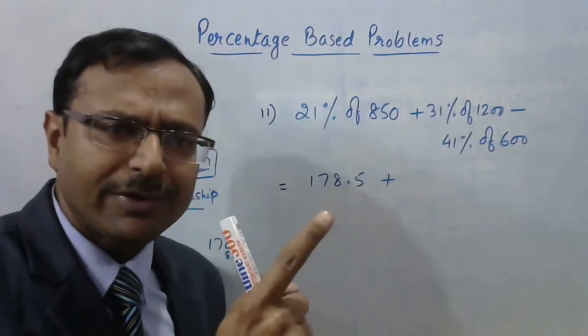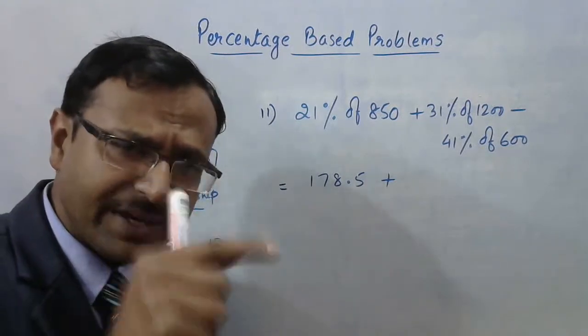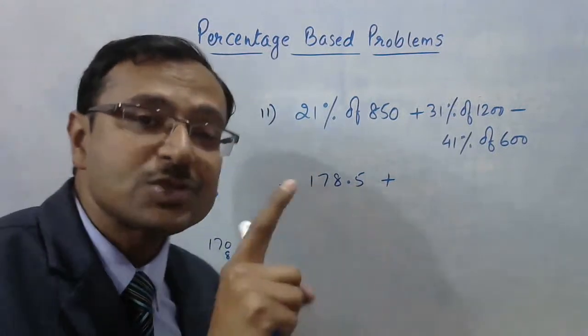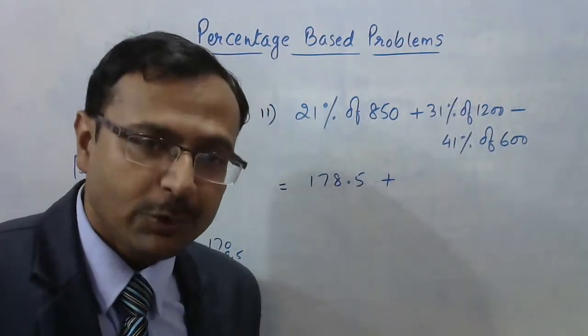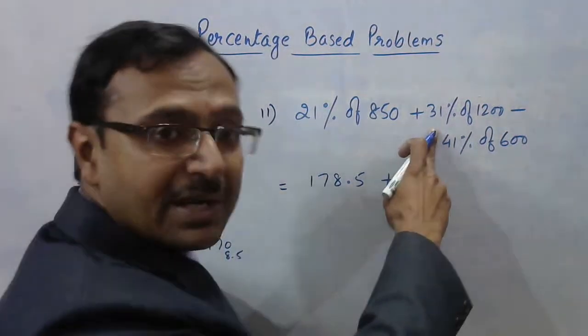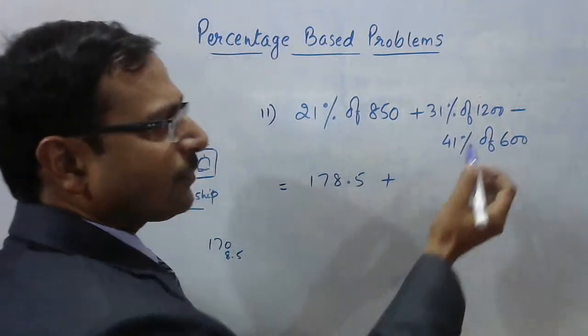Do you straight up forward write it as 21 upon 100 into 850 and start cancelling the common factors, or you think of 21% as 20% and 1%? If you do it that way, nothing like it. Okay, again you see 31%, very easy.